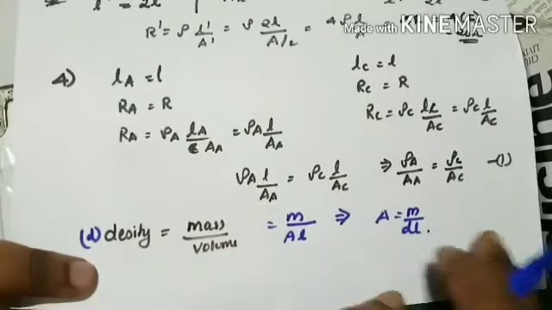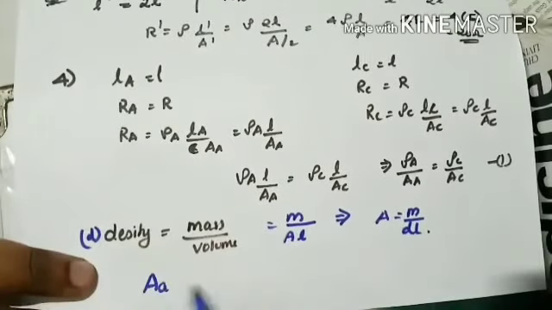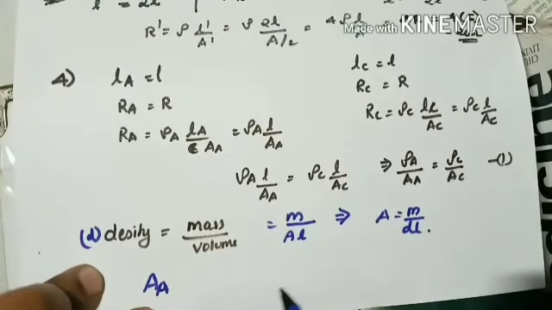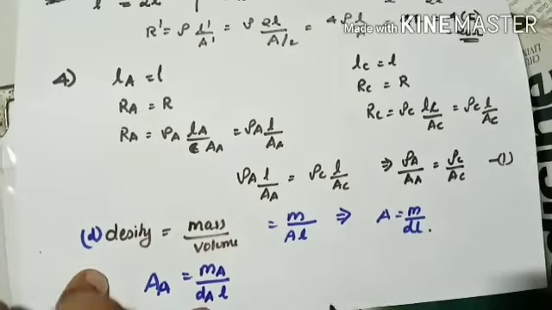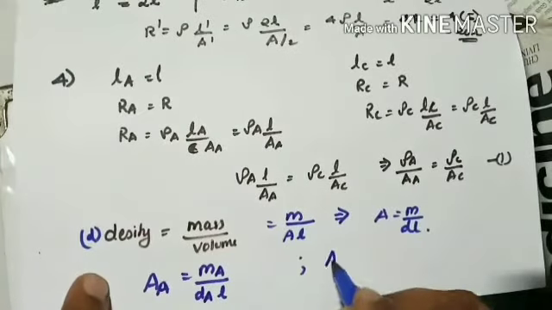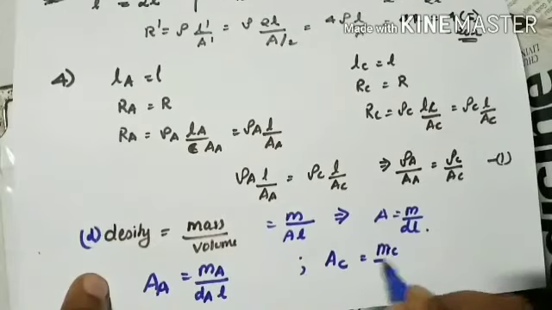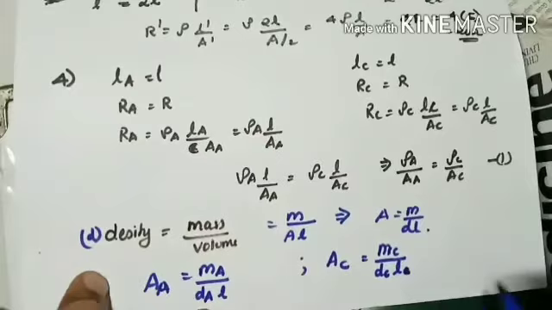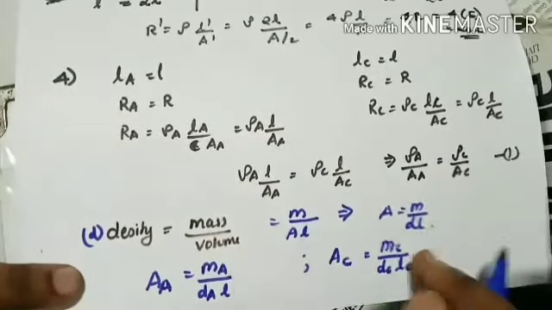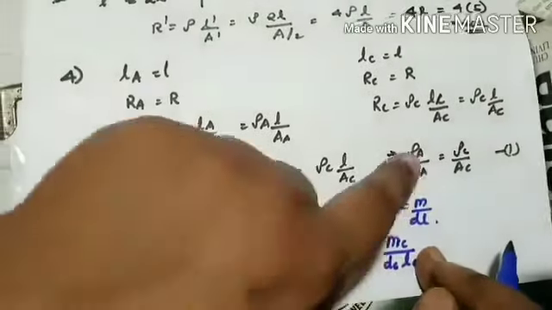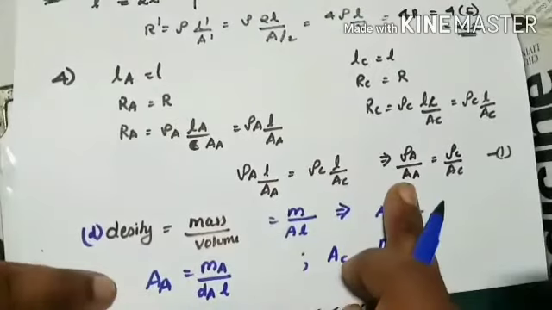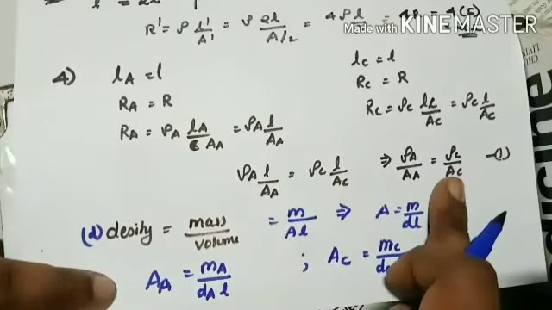Let me make it a different thing. For aluminium it will be AA, for copper it will be AC. So AA will be mass of aluminium divided by density of aluminium into length of aluminium. Now length of aluminium I have taken as L. Similarly, I can write for copper, that is MC divided by DC into L. This much clear?